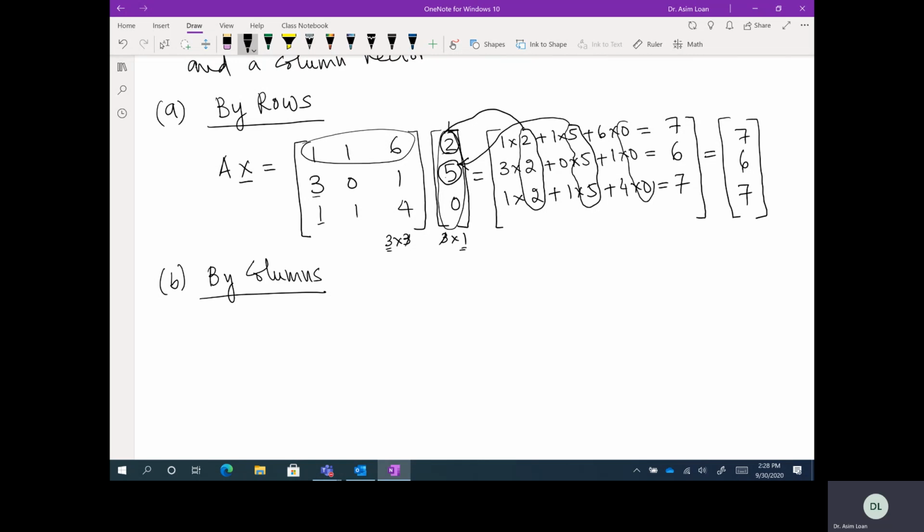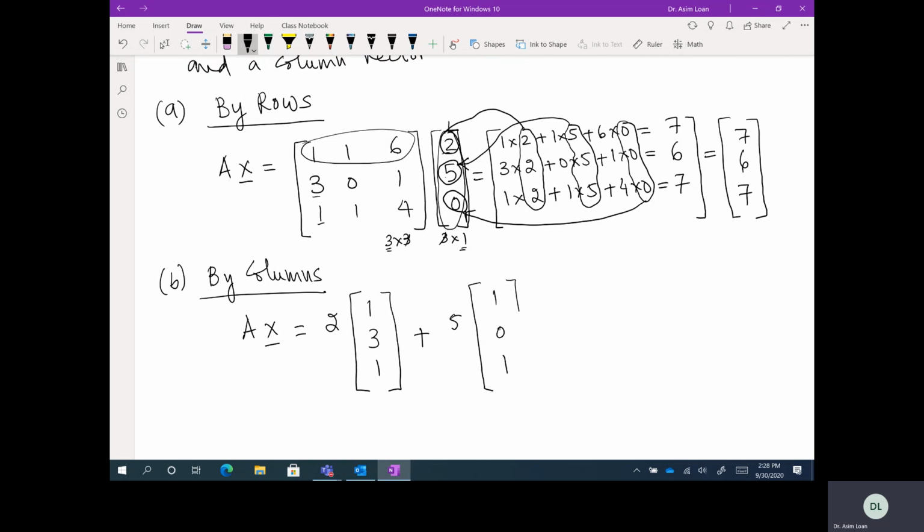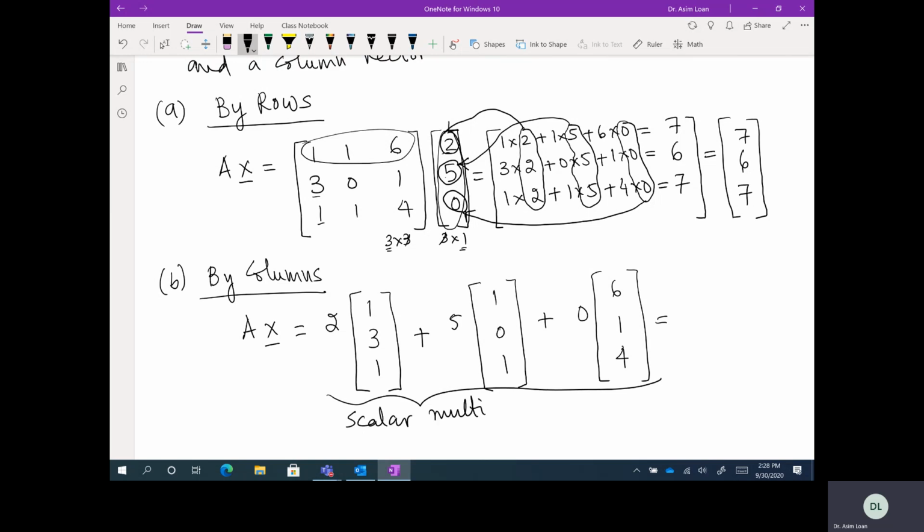And this 0 is simply this one. This means I can write AX, the same AX, as 2 times (1, 3, 1) plus 5 times (1, 0, 1) plus 0 times (6, 1, 4). What is this? This is simply scalar multiplication and vector addition.